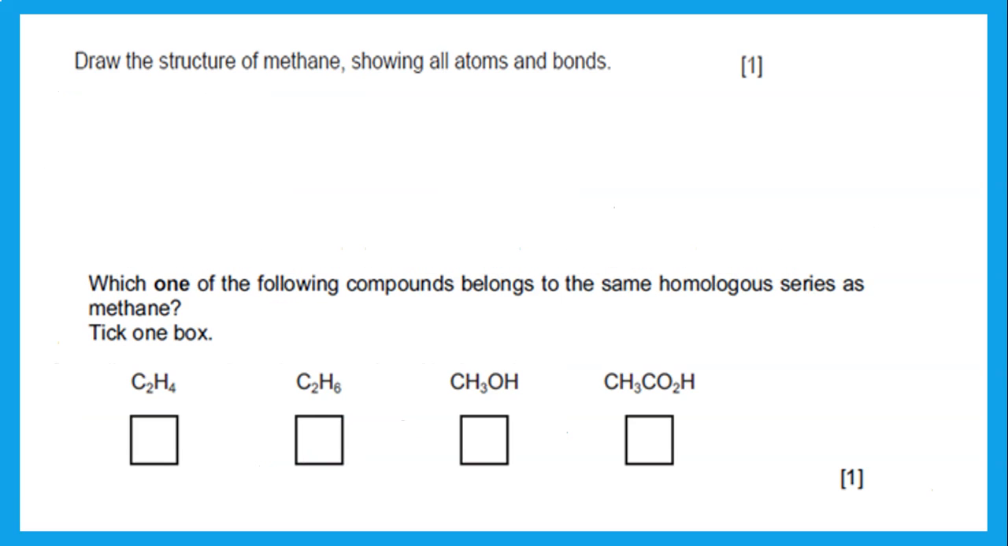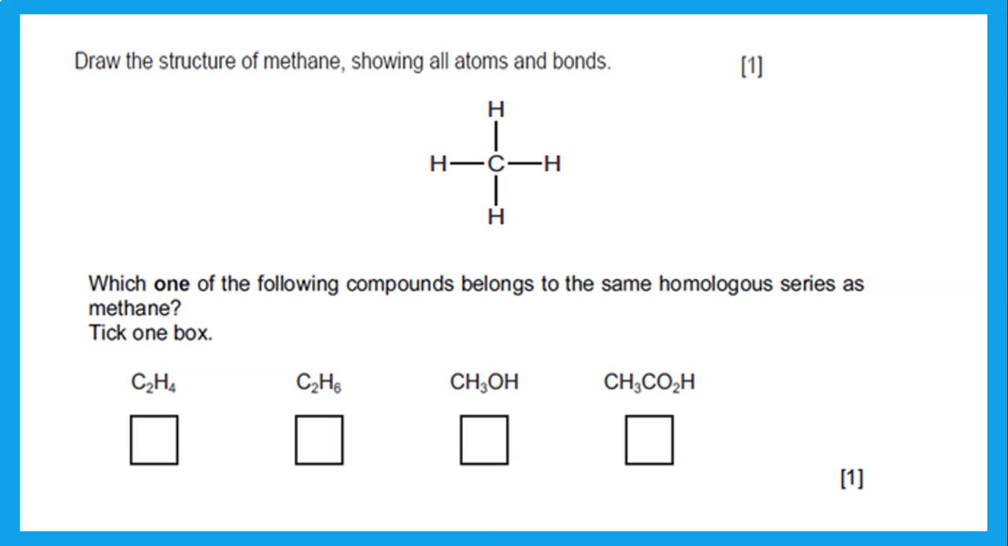Okay? Draw the structure of methane. Again, if we're required to draw methane, you should remember meth means one carbon. And then ane means we have only single bonds, and we have to complete it so that each carbon has a total of 4 bonds, so we need 4 hydrogens.